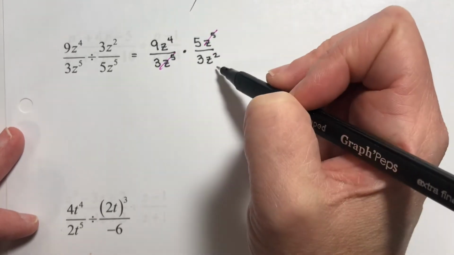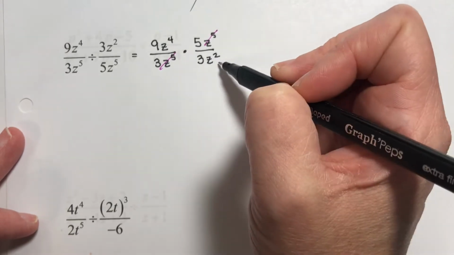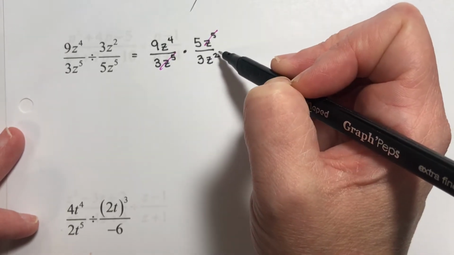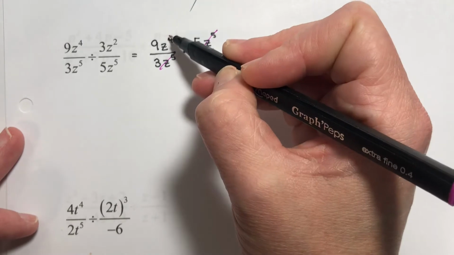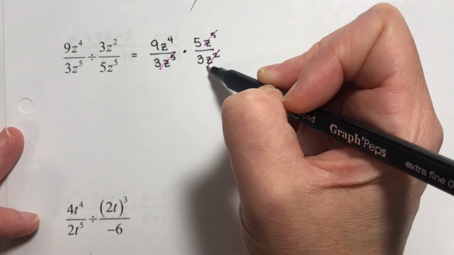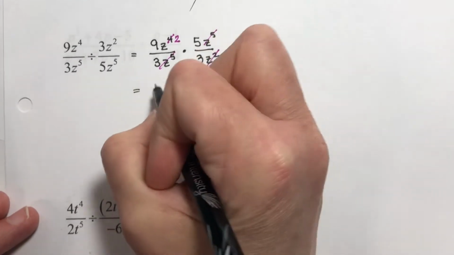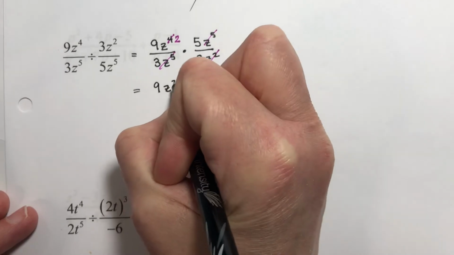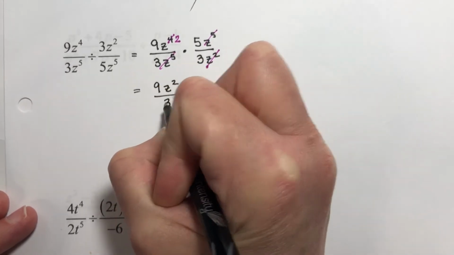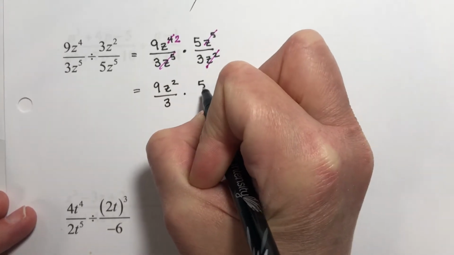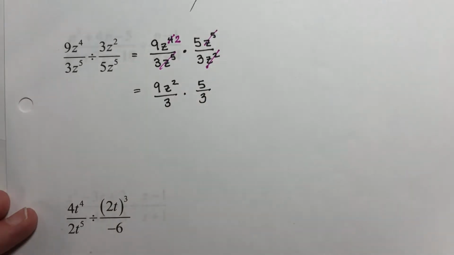Now look on this diagonal. I have a z to the 4th, I have a z squared. Well, I have 2 here, I have 4 here. So these 2 cancel out 2 of those and I have 2 left. Okay, let me recopy what I have now. I have 9z squared over 3 times 5 over 3. So that's where I am right now.